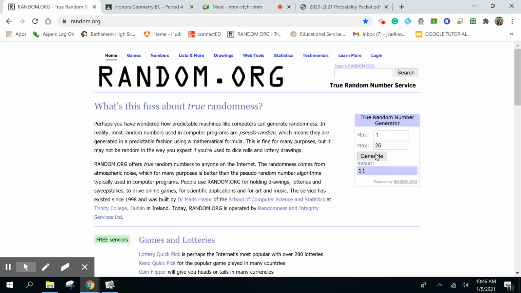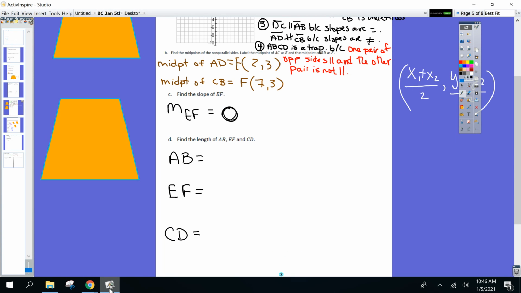Boom, here we go. Anthony got the lengths of AB: 6. How about EF? 5. And CD: 4. There you go. Good job. 6, 5, and 4. All right, by doing part C and D, what did we just show about a midsegment?